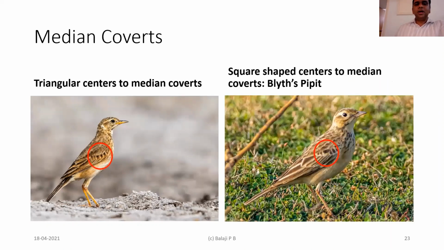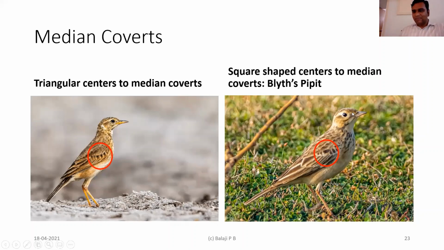Okay, so how do we distinguish the Blyth's pipit? The dead giveaway is the median coverts. I've shown the coverts area marked in a red circle. The paddy field pipit has very triangular shaped centers to the median coverts, whereas the Blyth's pipit has very square shaped centers to the median coverts. The shape of the centers to the median coverts is the main identification pointer for a Blyth's pipit.